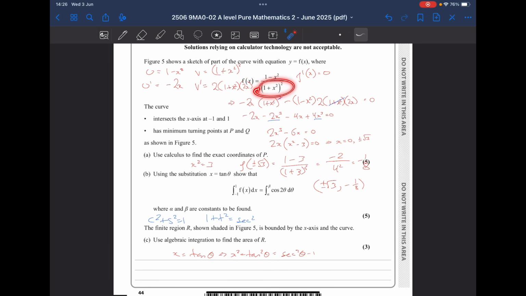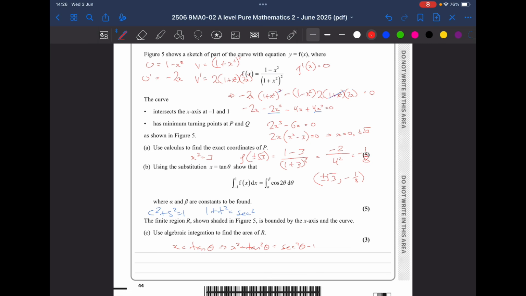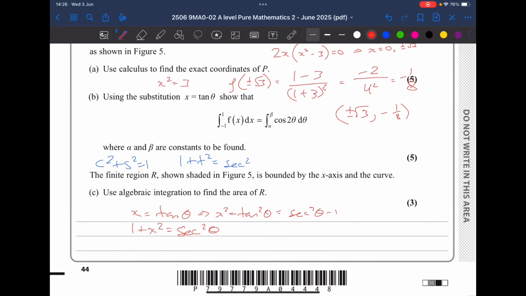That is good. Same on the bottom. Do you mean 1 plus tan squared is just sec squared? So that's good. Sorry, it's sec squared, not tan squared. Now then, we also need the dx d theta.